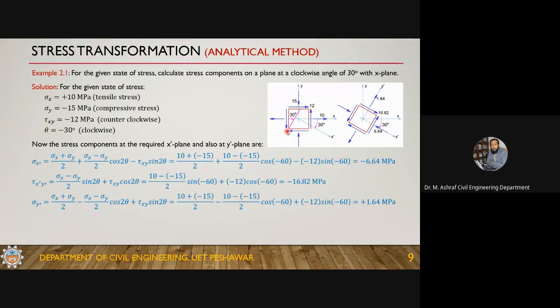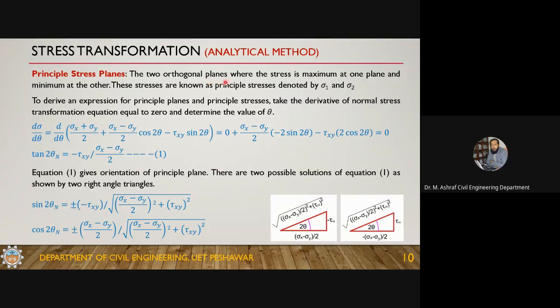And what are those principal planes? What are the properties? The two orthogonal planes where the stress is maximum at one plane and minimum at the other. Orthogonal means they are perpendicular to each other. On one plane the stress is maximum, and on the other plane the stress is minimum. The stresses acting on those principal planes are known as principal stresses, and they are denoted by sigma 1 and sigma 2. Sometimes they are denoted by sigma max and sigma min, but usually they are represented with sigma 1 and sigma 2.